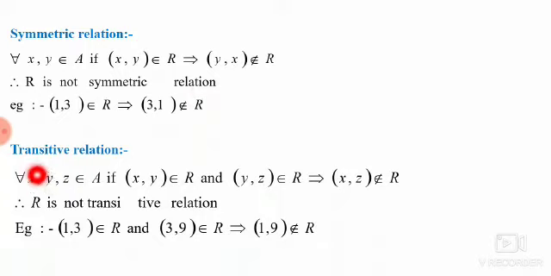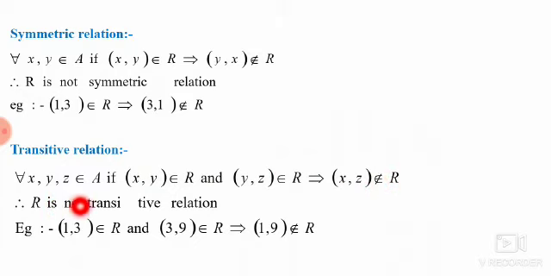Moving to the third type, we have to check the same relation whether it is transitive or not. To check the transitivity, one should have three members of the given set. For all x comma y comma z belongs to A, if x comma y belongs to R and y comma z belongs to R, implies that x comma z must be there in the same relation. Therefore such a relation will be called a transitive relation. In this problem, this R is not a transitive relation.